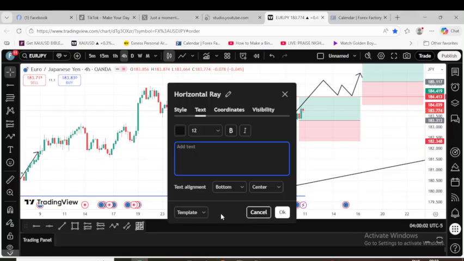Let's mark this out. This is our H4 low. This is our H4 previous low high.